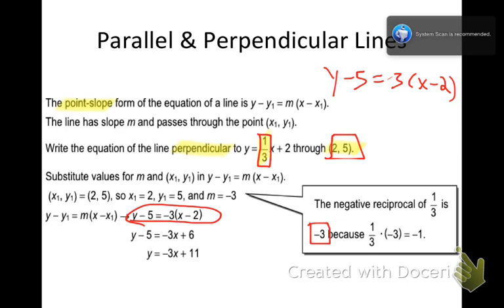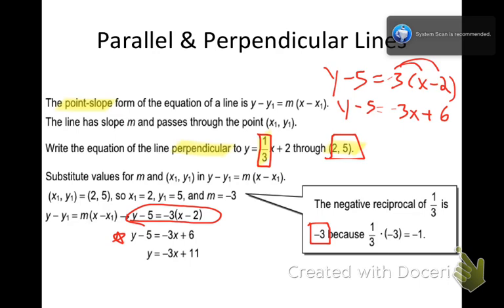Who remembers yesterday we talked about slope intercept form? Slope intercept form is solved for what value? Y equals. To put it into slope intercept form, you solve for y. It is a two-step process. The first thing you'd want to do is distribute. So I distribute the negative 3. That gives me y minus 5 equals negative 3x plus 6. That's where that is right there.